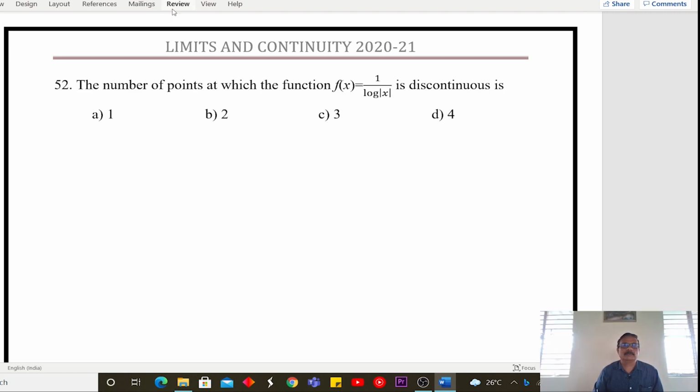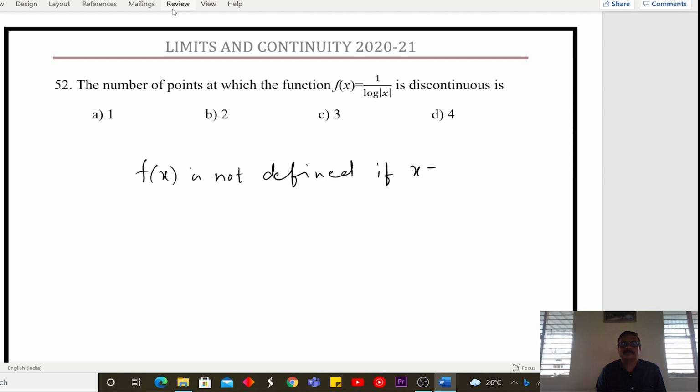Okay. Then question number 52. The number of points at which the function f of x equal to 1 divided by log mod x is discontinuous. How many points are there such that the function f of x is discontinuous? Now how to solve: for it to be discontinuous, the given function must be not defined. When is there a chance that f of x is not defined?